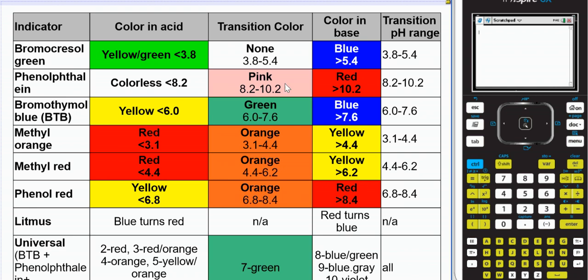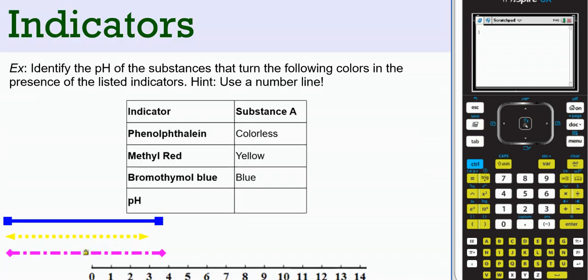So we're going to be looking at these values. We're going to have a certain color, and that color will tell us something about the solution. We're going to use a combination of them to determine the pH of a solution, like the one here. It says identify the pH of the substances that turn the following colors in presence of listed indicators. Use a number line, and look, we have a number line.